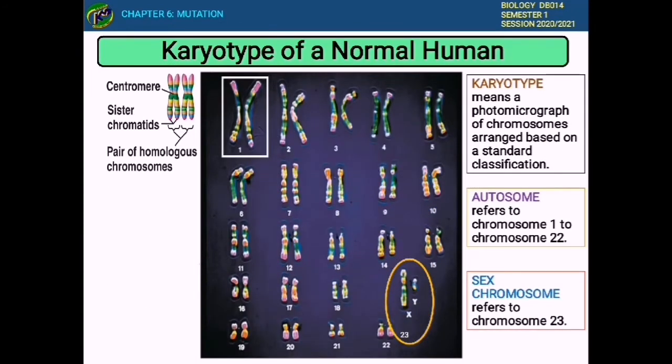Let's see this picture. This is a karyotype of a normal human. Karyotype means a photomicrograph of chromosomes arranged based on standard classification. We have two types of chromosome here: autosome chromosomes and sex chromosomes. Autosome chromosomes refer to chromosome number 1 until number 22, but the sex chromosomes refer to chromosome number 23, which determine the gender of a human.